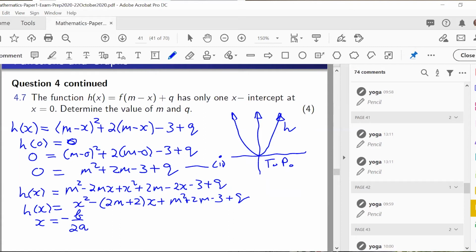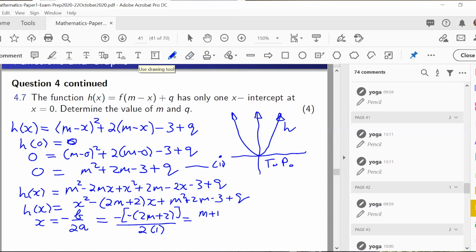And this x value is minus into minus 2m plus 2 all over 2 times 1. And when we simplify, we are getting m plus 1.